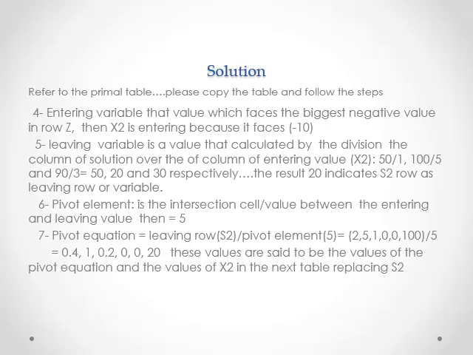Return back to the primal table. We found that the biggest negative value in the last row, or the row of Z, is negative 10. And the variable which faces this negative 10 is x2.